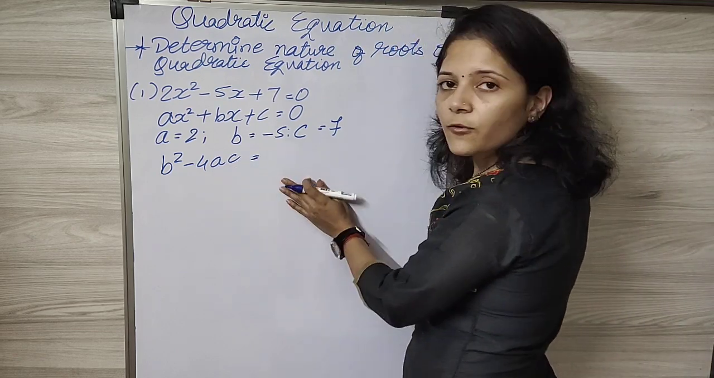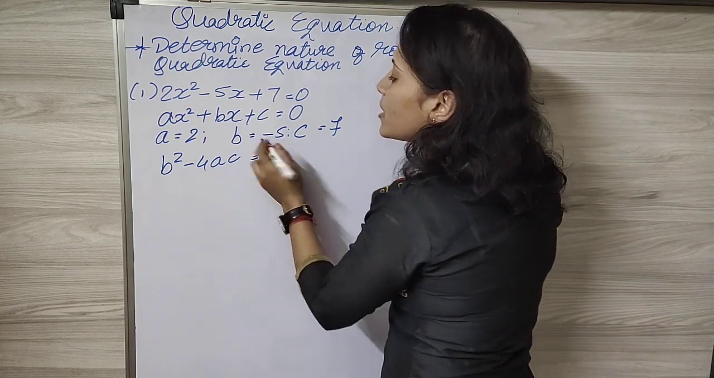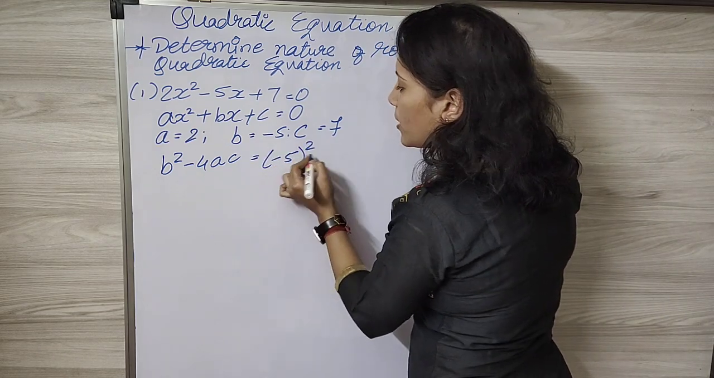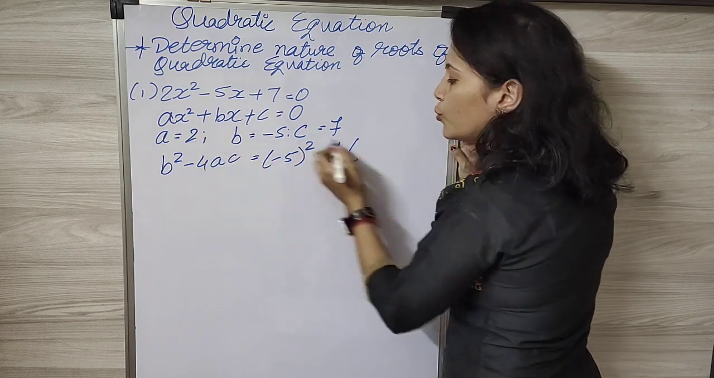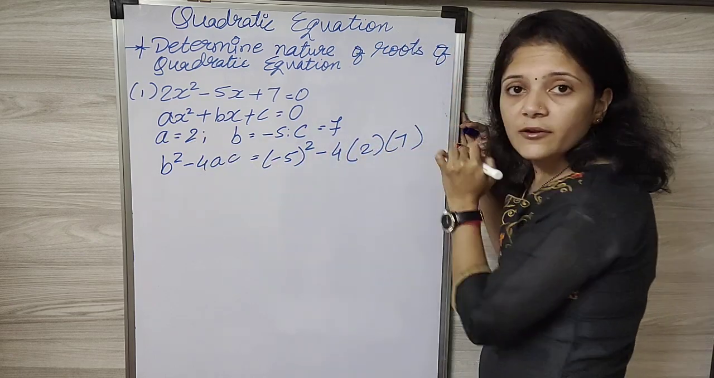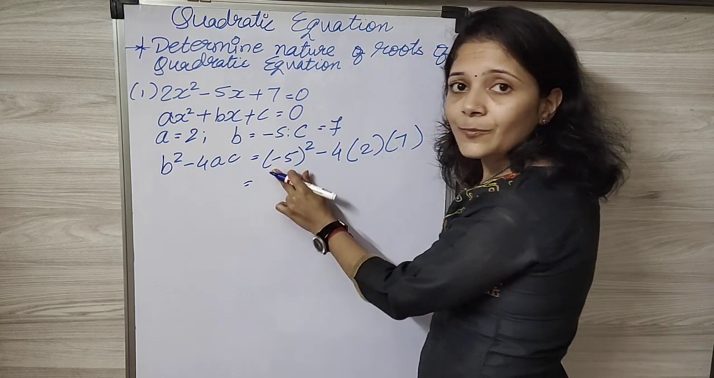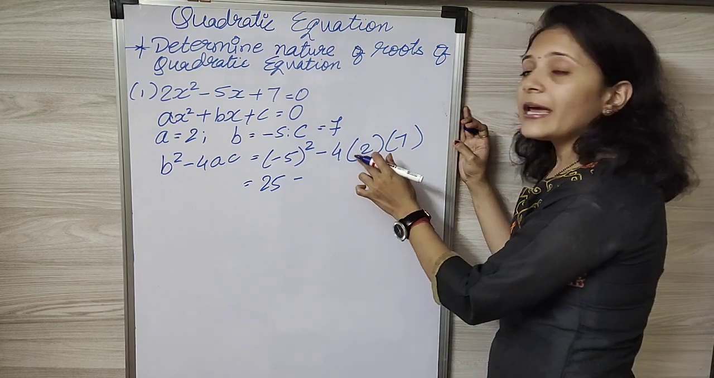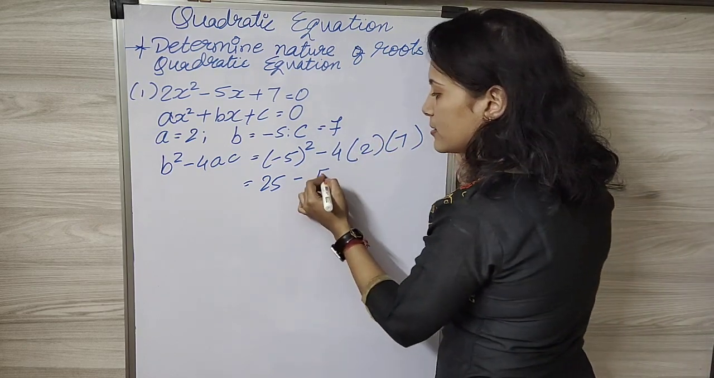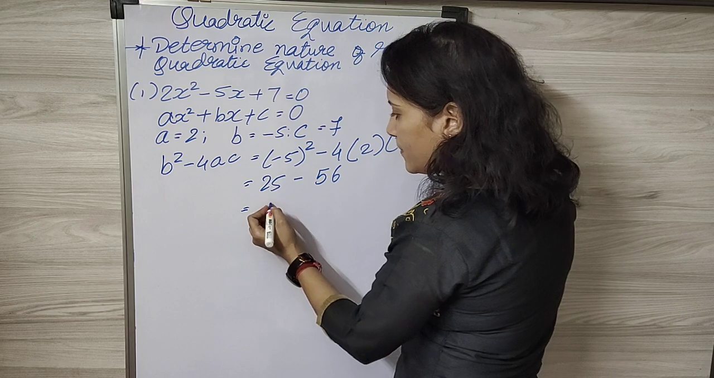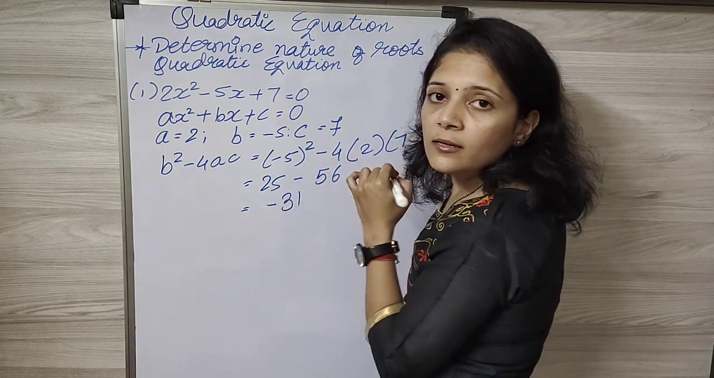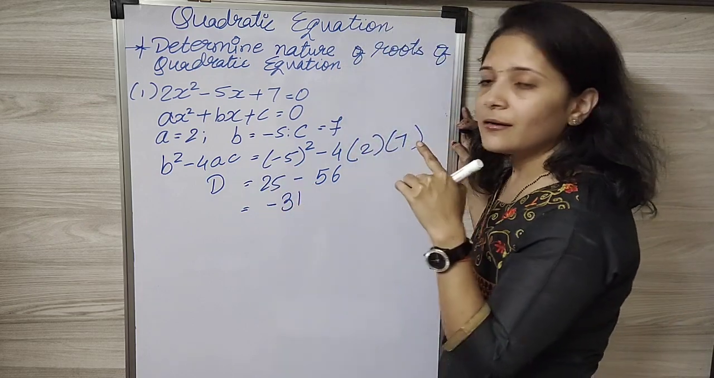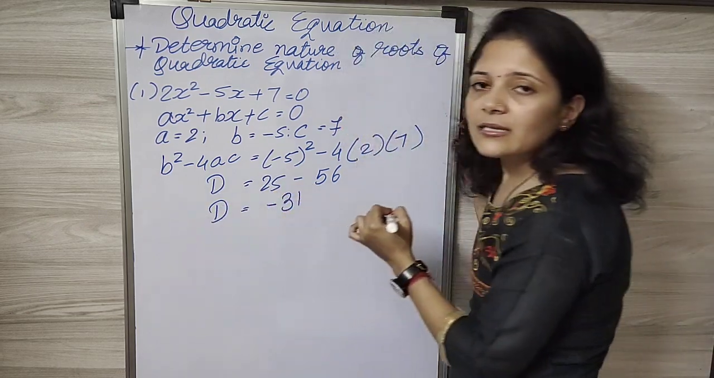So I am going to replace the values in this formula, right? What is b? That is minus 5 square minus 4 into 2 into 7, right? So minus 5 square is 25, minus 4 2s are 8, 8 7s are 56. So what is the answer? That is minus 31. I can replace b square minus 4ac by capital D, that is the determinant, right? So D is equal to minus 31.